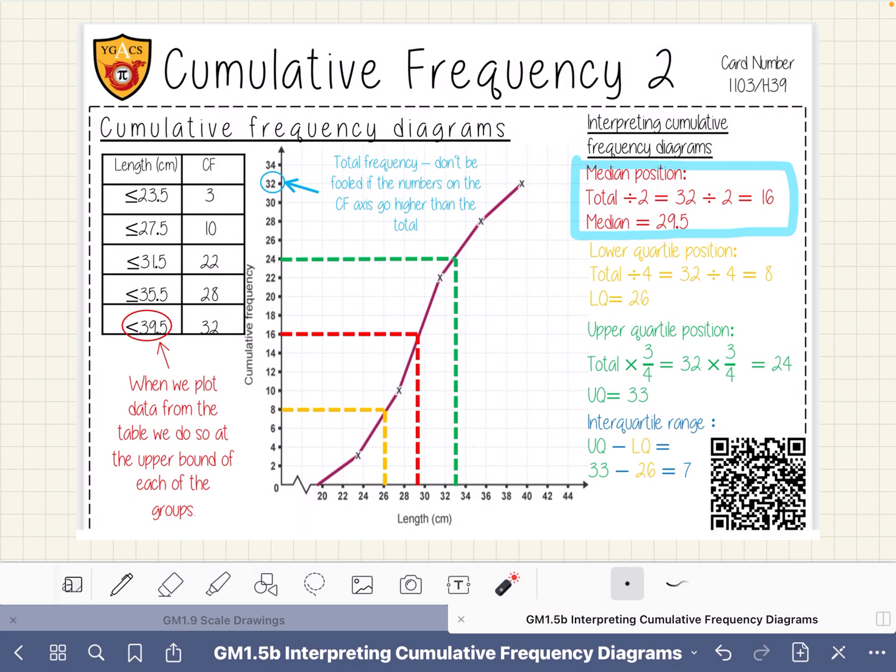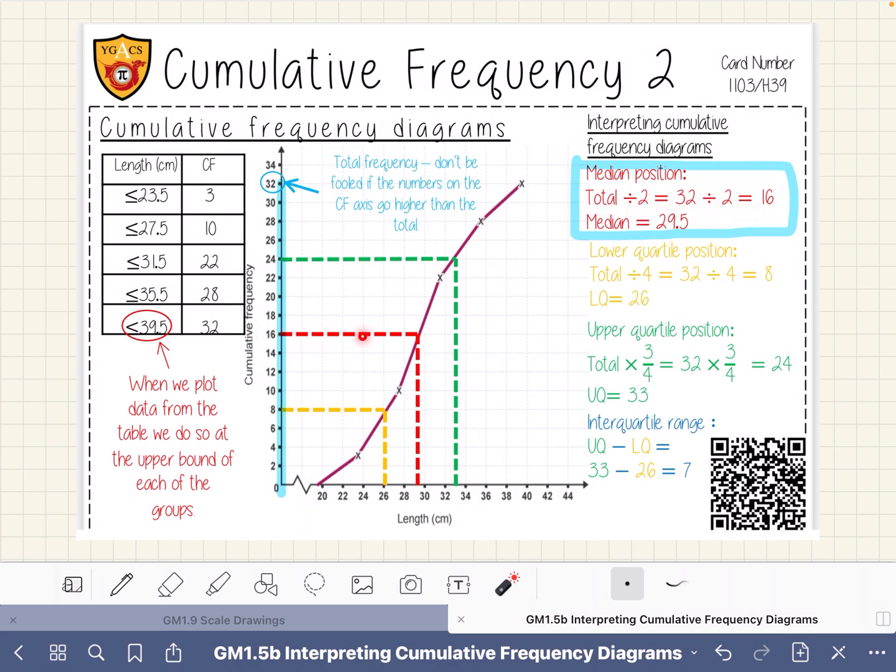Now, the median position is halfway, okay? So the median is the middle, isn't it? So we're looking to split our y-axis, in effect, in half. So we're looking at this one here, okay? We are splitting it in half, which means we have a middle value there of a position of 16. So the position in this case is 16.